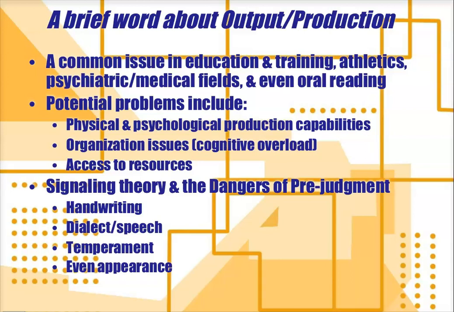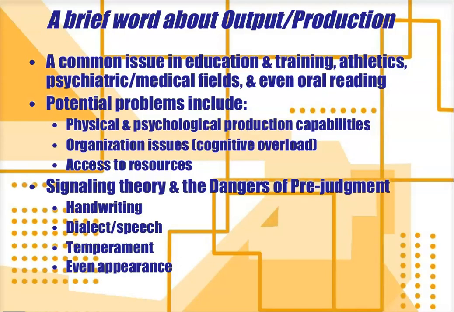In athletics, this is very, very common. It's one thing to tell someone how to do a play or how to make a high jump or how to execute a figure skating move or whatever, and it's a very different thing for them to be able to get their body to do that. They process the information just fine, but they couldn't do the production.